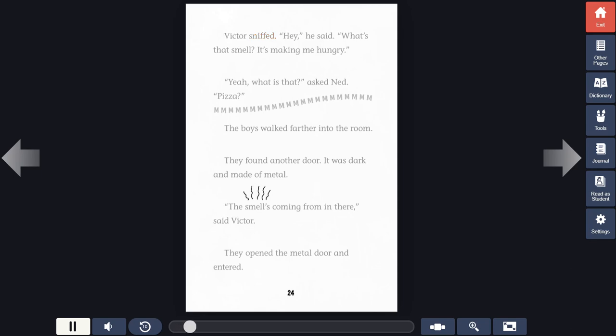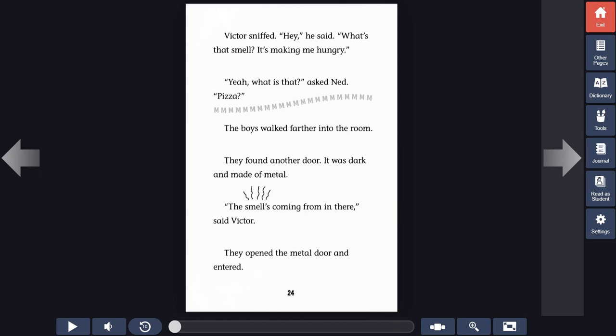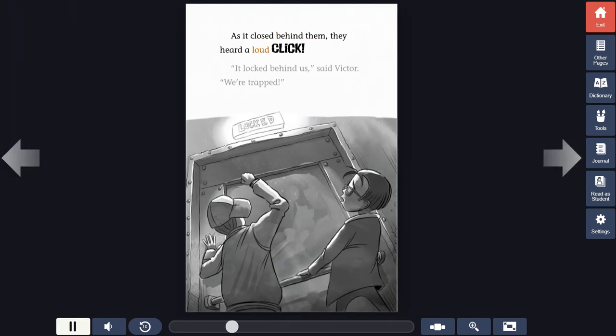Victor sniffed. "Hey," he said, "what's that smell? It's making me hungry." "Yeah, what is that?" asked Ned. Pizza? The boys walked farther into the room. They found another door. It was dark and made of metal. "The smell's coming from in there," said Victor. They opened the metal door and entered. As it closed behind them, they heard a loud click. "It locked behind us," said Victor. "We're trapped."